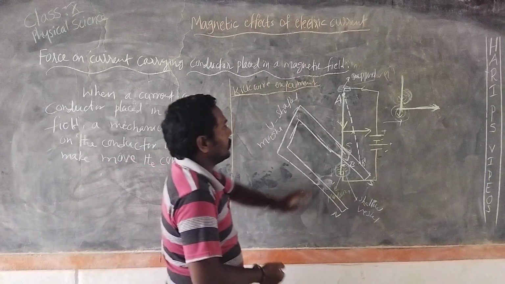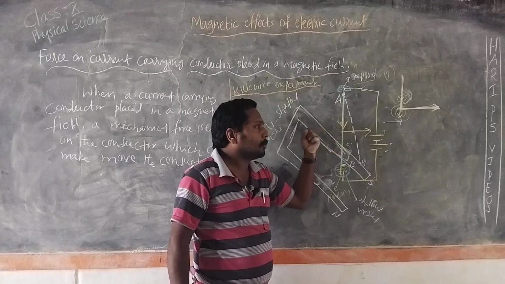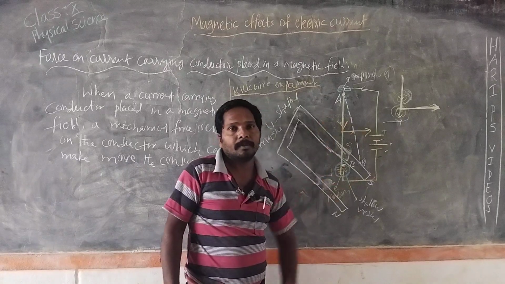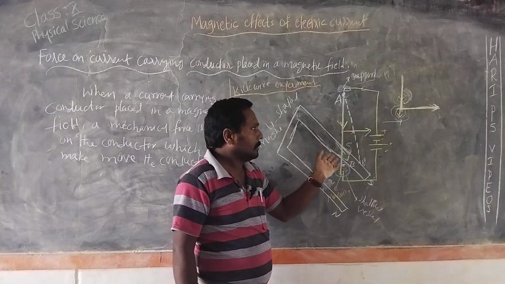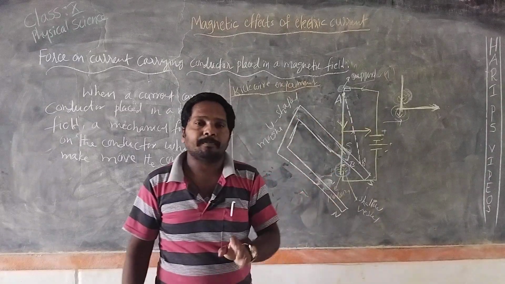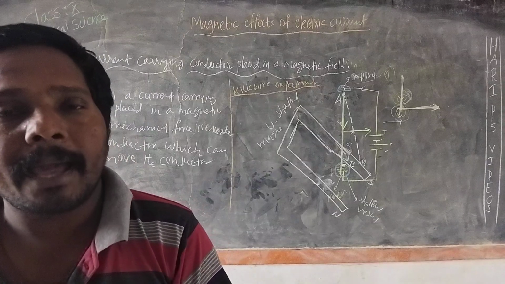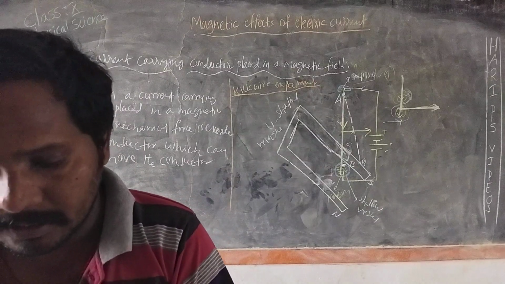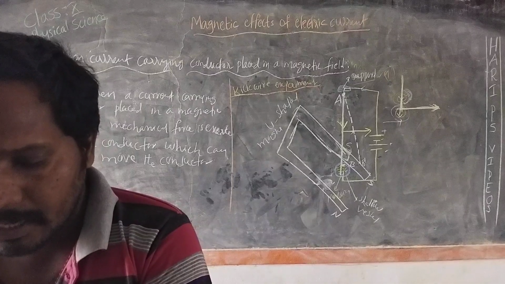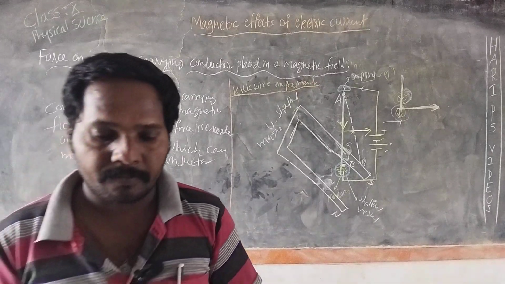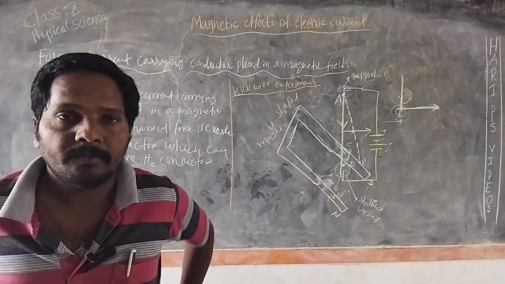So, if the current carrying conductor is perpendicular to the magnetic field, then the maximum mechanical force, or the maximum magnetic force, is exerted on it. No force acts on a current carrying conductor when it is parallel to the magnetic field.